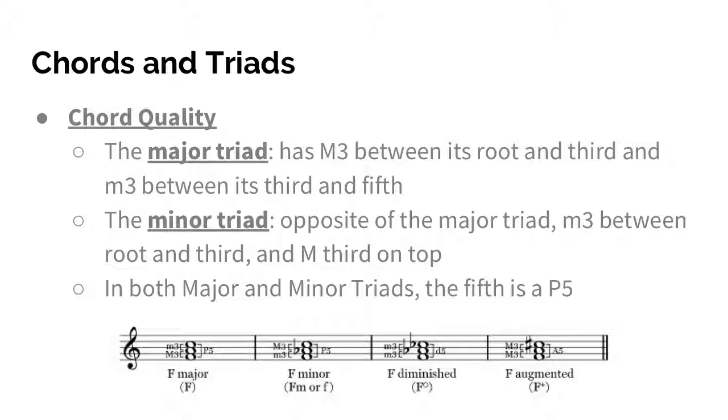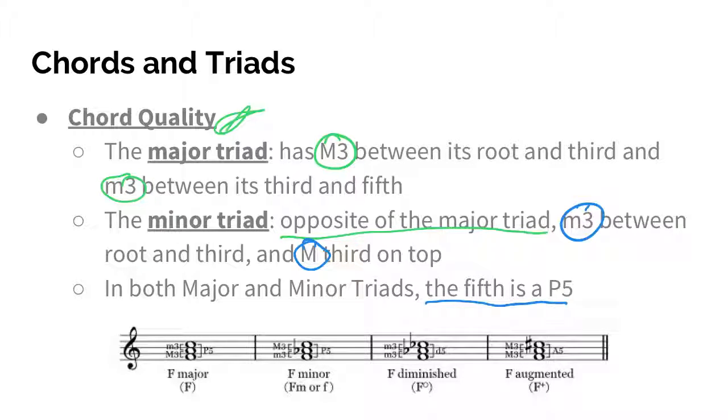All right, now we're going to be talking about chord quality. So just like scales, we can have major and minor sounding triads. The major triad has a major third between its root and third, and a minor third between its third and fifth. Now the minor triad, which is the opposite of the major triad, has a minor third between the root and the third, and a major third on the top. In both major and minor triads, the fifth is a perfect fifth.